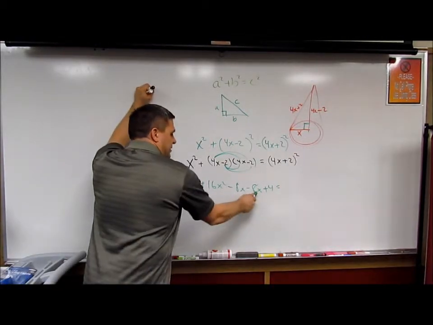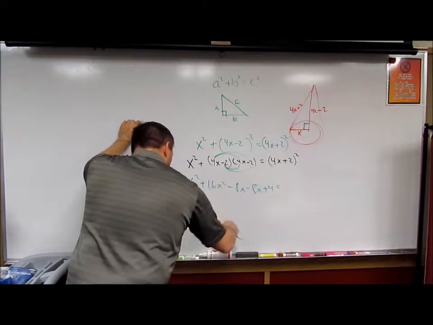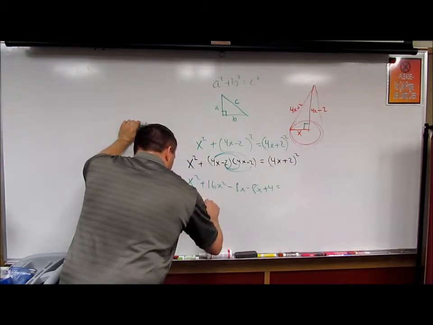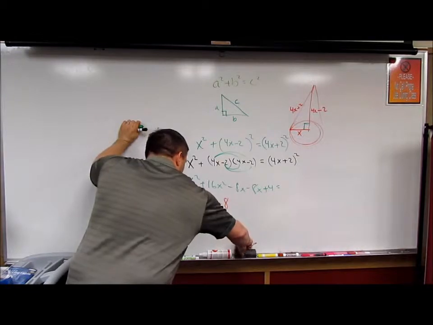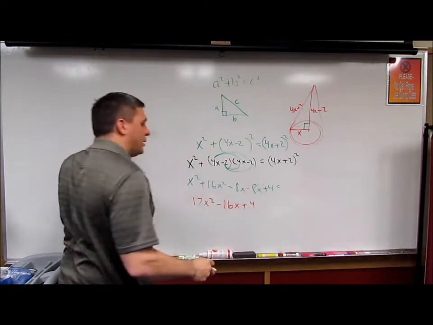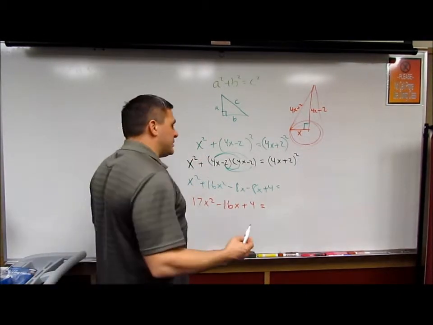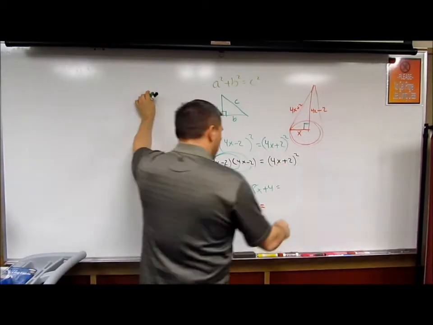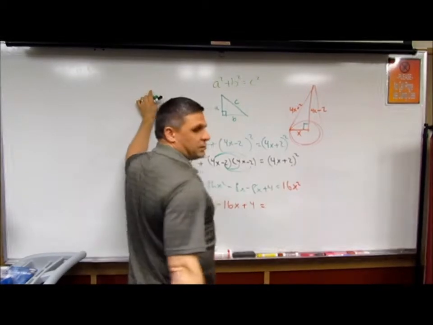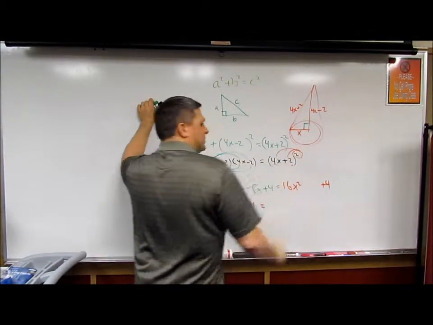And that equals, and here's the thing. See how we kind of added these up? And now we're going to get 17x squared minus 16x plus 4 equals, and then there's a trick to doing these perfect squares, and what it is, it's this squared, 16x squared, and it's this squared, 4 plus 4. And it's this times this times this.